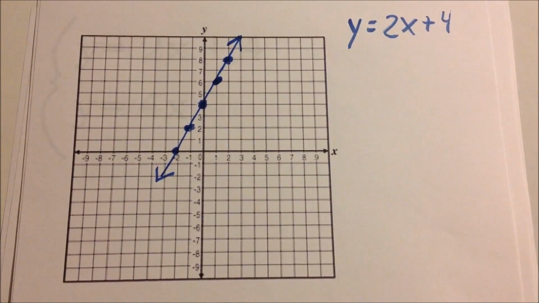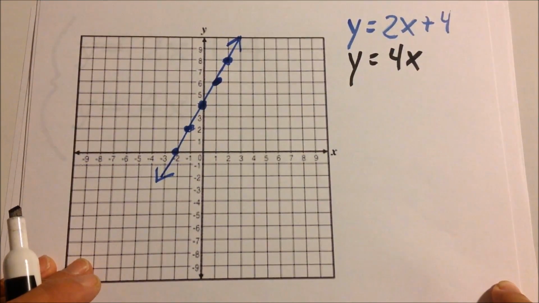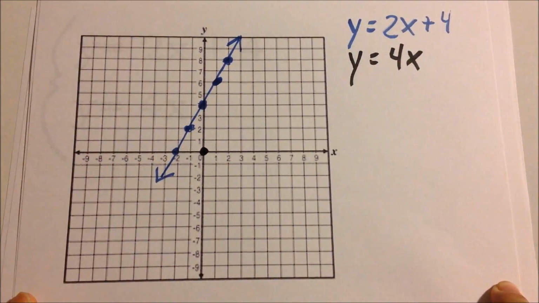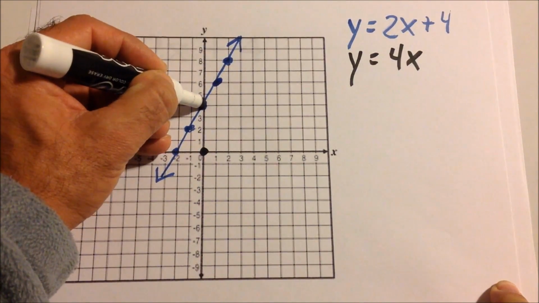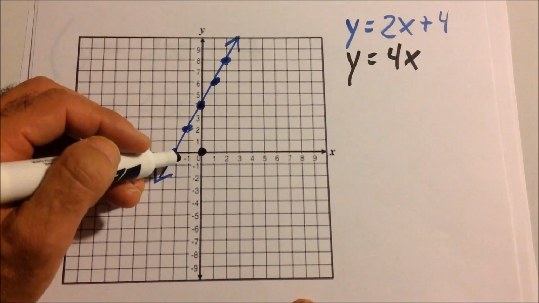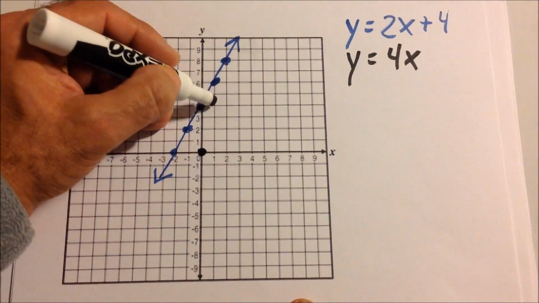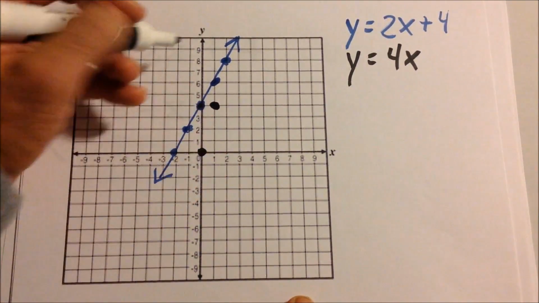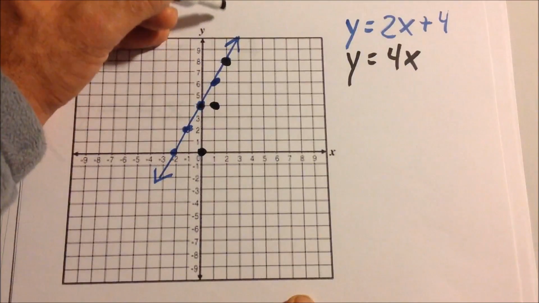Now, let's use another color. And let's graph the other one. So here we have y equals 4x. Right? So we know that there is no b, so we know it's starting here. When x is 0, y is 0. When x is 1, y is 4. Okay? When x is 2, y is 8. When x is 3, we're off the map here.